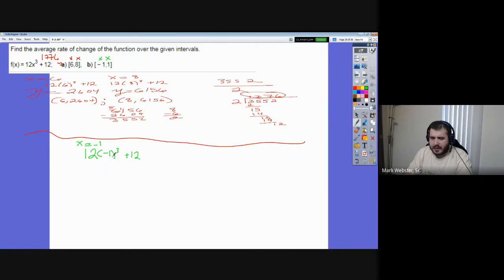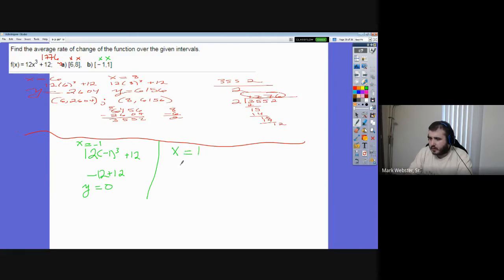And what's -1 cubed? It's just -1, right? So this is -12 plus 12 equals 0. That's our y value. And we're going to do the same thing with x equals +1.